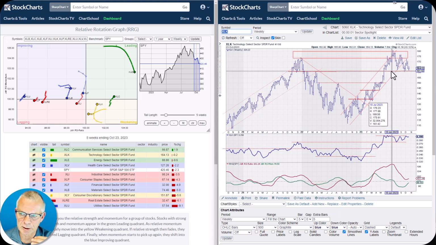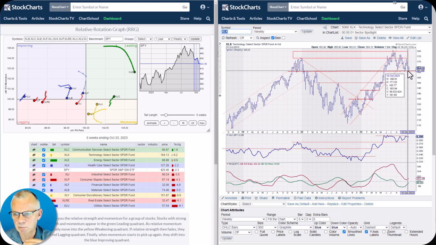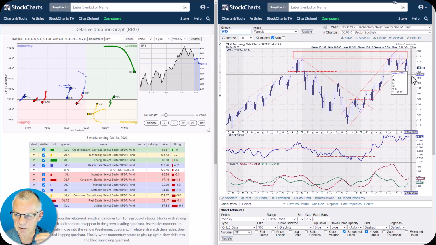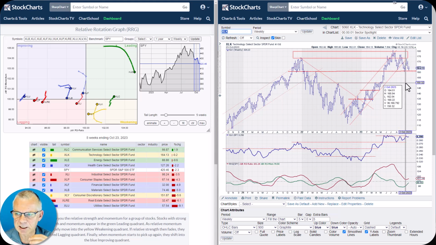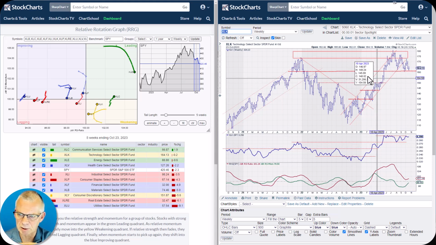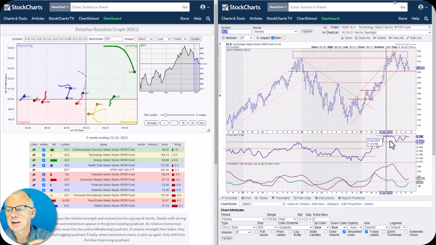If that pressure continues and we break 161, that would be a really bad sign for XLK, for the technology sector. If that happens, the next level is 150. There is no support in between.